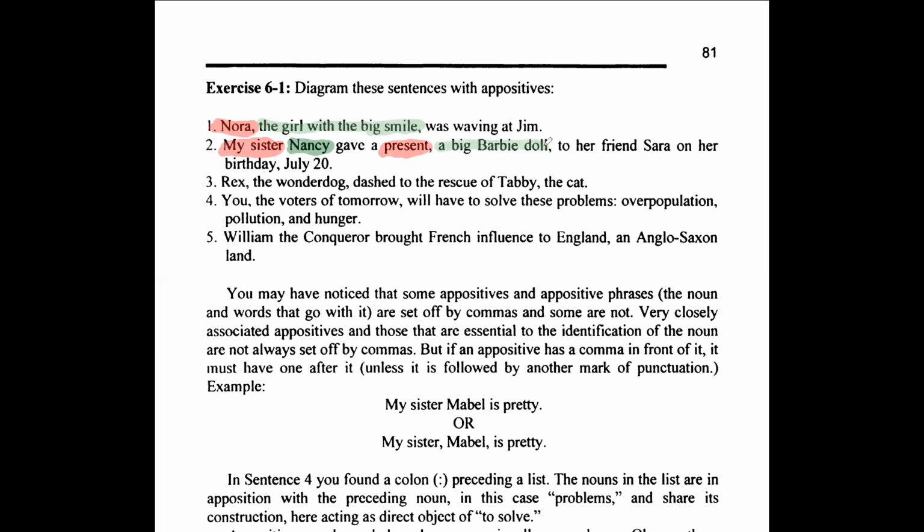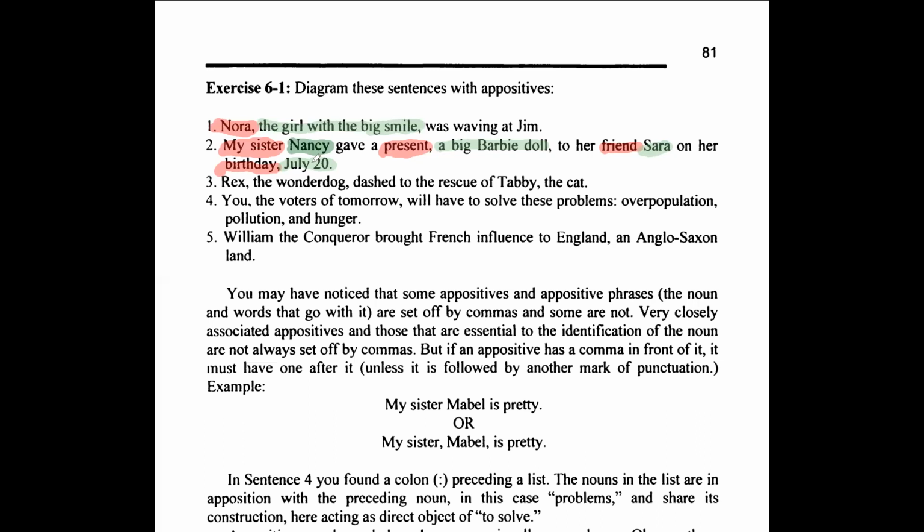To her friend. Friend is a noun. Sarah, another way of restating that noun. On her birthday. What's her birthday? That's a noun. July 20th, right? What's July 20th? It's an appositive. Okay. And so when we have dates, we put a comma there because they're non-essential. All right. So this sentence, number 2, has 1, 2, 3, 4 appositives.